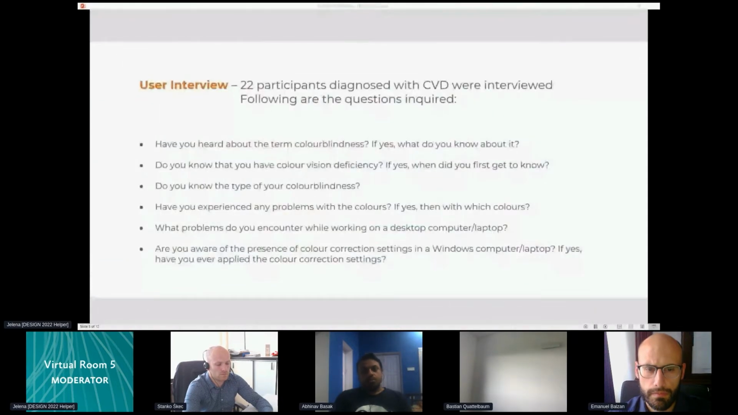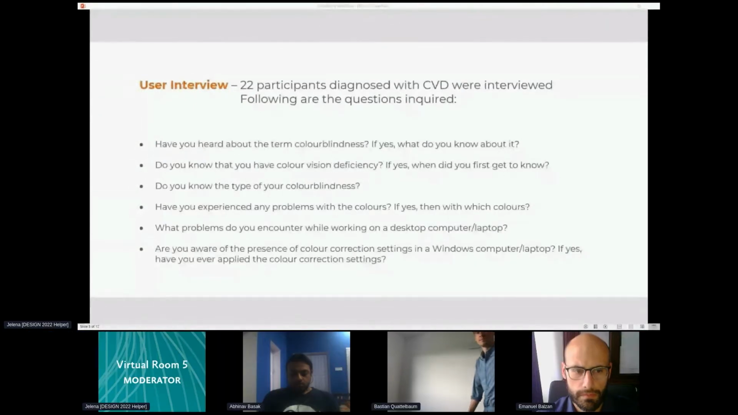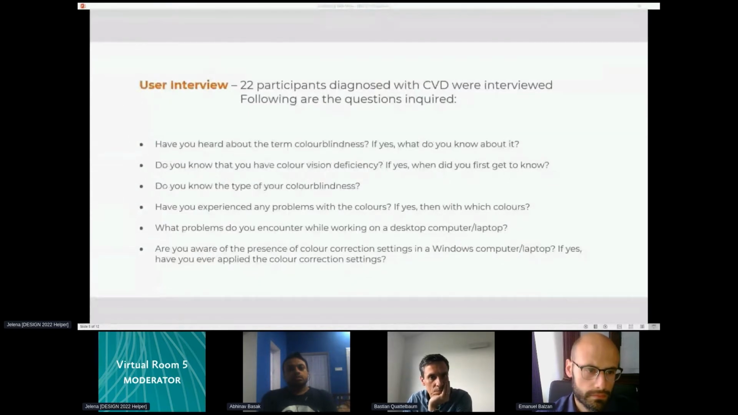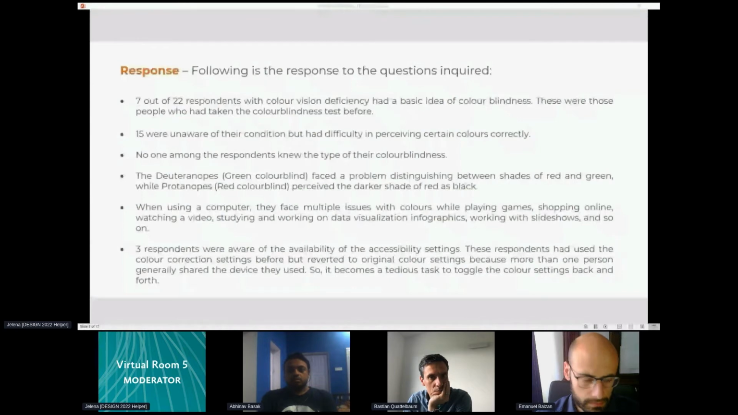The participants diagnosed with colorblindness were invited for a personal interview, and the questions asked were like: were they aware of the term colorblindness? Do they know that they have color vision deficiency and its type? Did they experience any problem with colors? Problems they face while working on a computer? Were they aware of the color correction settings in a computer interface? And did they ever try to apply the color correction settings? Following is the response recorded.